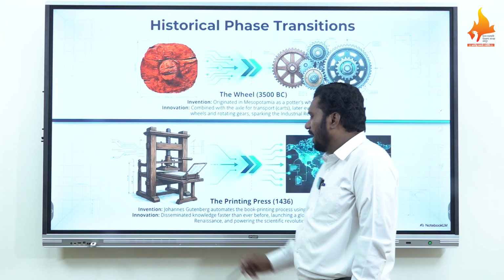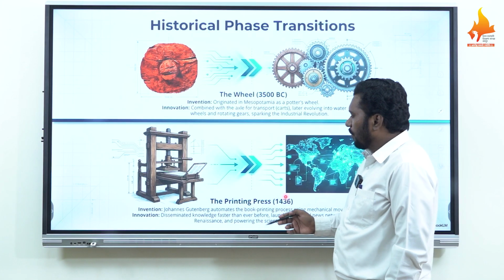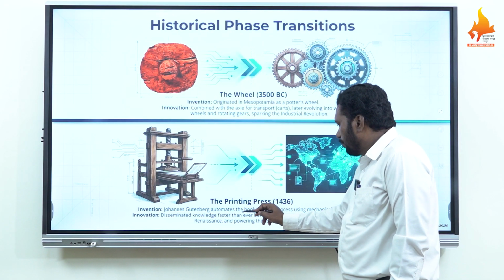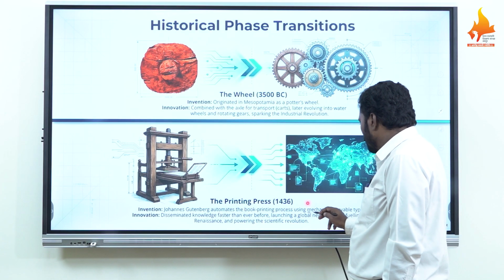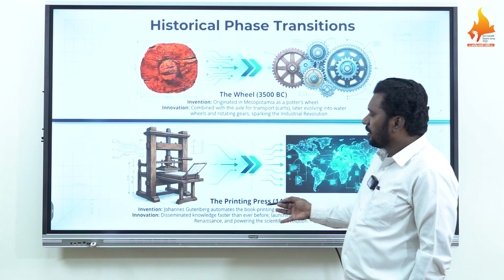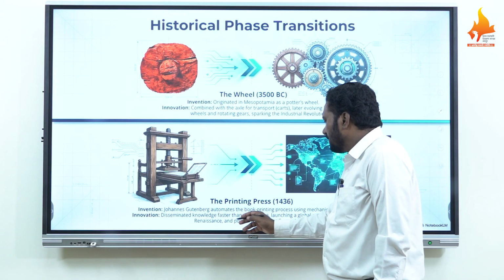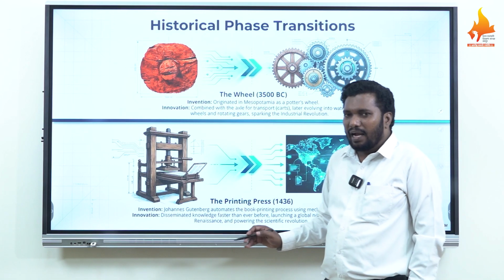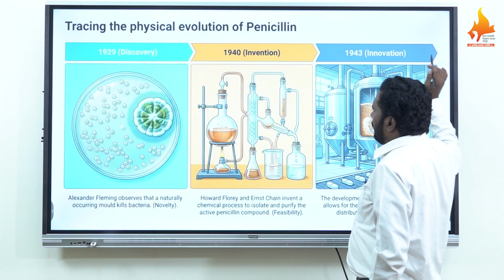Similarly, we can see this example that the printing press was invented in 1436. What was the purpose of the printing press? The printing press was there to process printing material, or we can say to publish something by using a mechanical movable type press. But nowadays we utilize this concept to propagate knowledge much faster than ever before, due to the launching of global news networks, right? And this is how the printing press got commercialized with the concept of innovation.